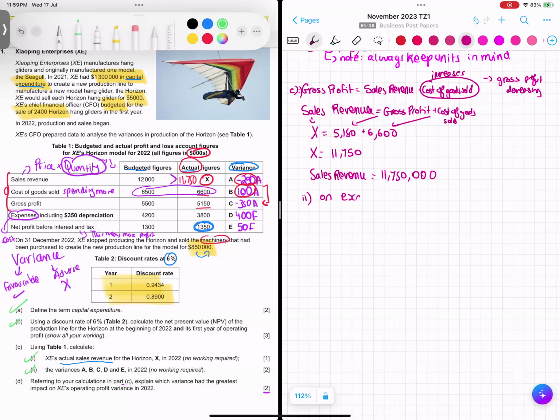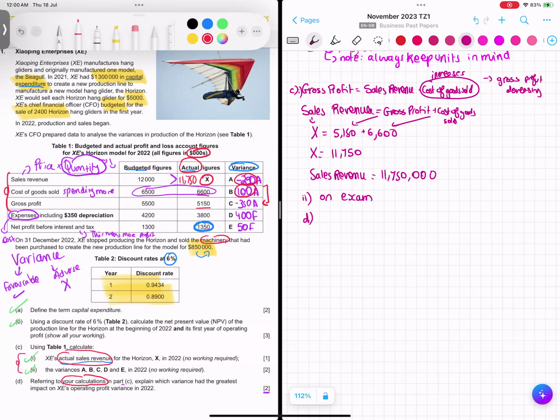Then we have to do D. For part D, the question says, referring to your calculations in part C. It's very important to keep in mind that the IB is trying to help us here. They told us your calculations, so this means the variances. Which variance had the greatest impact on XE's profit variance 2022? Here we need to talk about both. Keep in mind, they said calculations, plural, so we have to talk about both the questions we just solved and addressed.